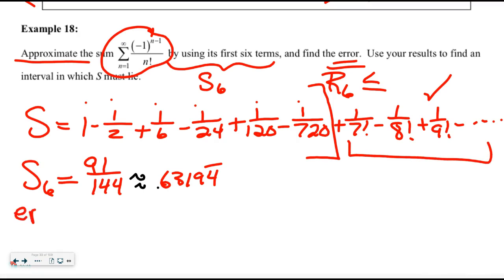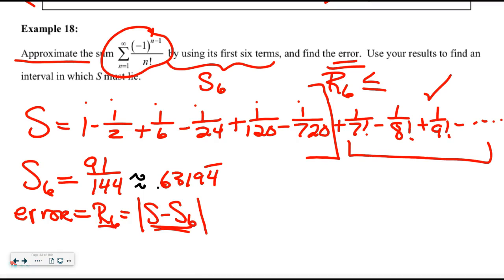So my error, which is called R sub 6, which is actually the exact difference. And again, I'm putting this notation down so if they ask you for this, I want you to know they're asking for error. If they say error, what do I want you to know? Error, right? So that's a weird word. Error is a weird word.